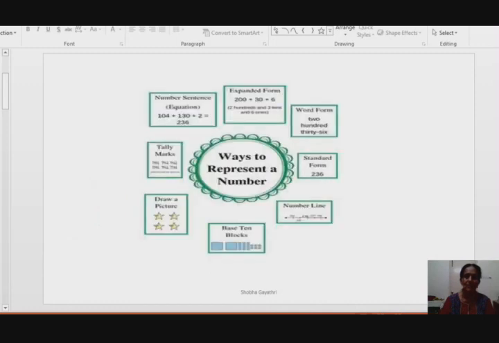These are many ways to represent numbers. Here, the number is 236. In expanded form it is 200 plus 30 plus 6. In word form, through English alphabets, you can express the number 236. In standard form, you have to write the digits in their places. Now the number is big, you cannot draw the number line. Here it is shown symbolically.